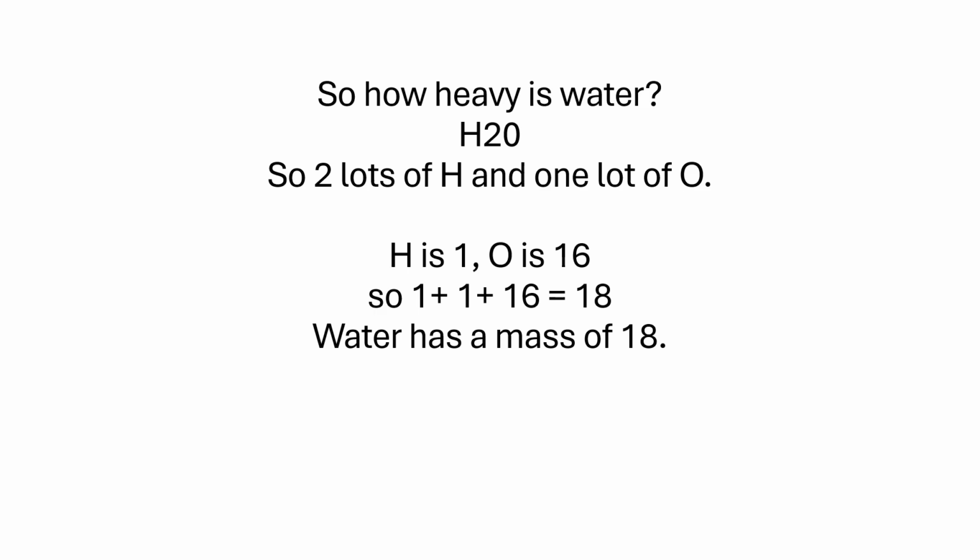So for example, here we can look at a molecule and say how heavy is water. H2O is water, as everybody knows. H2O means there are 2 hydrogens and 1 oxygen. So 2 lots of hydrogen and 1 lot of oxygen. We look at the periodic table, we find hydrogen, its biggest number is 1, and oxygen, its biggest number is 16. There are 2 hydrogens, so 1 plus 1, plus 16, because that's the mass of oxygen. Add them all together and we get 18. So water has a mass of 18. And that's how we do that sort of stuff. Use the periodic table, find the bigger numbers for the mass, and that is how it works.